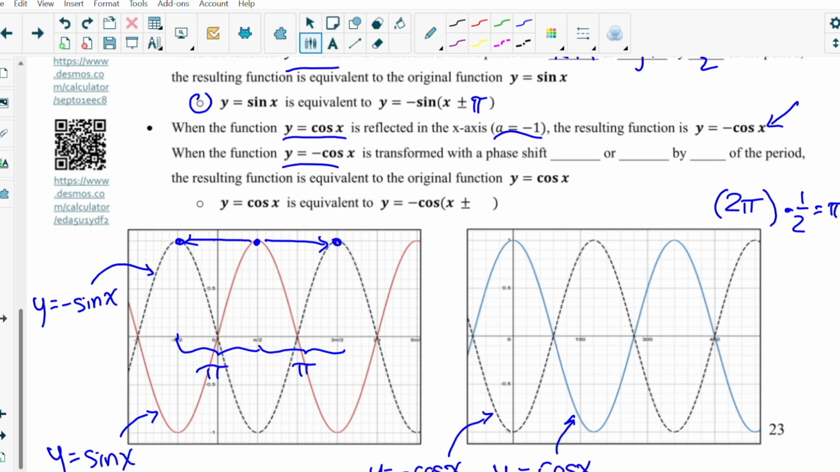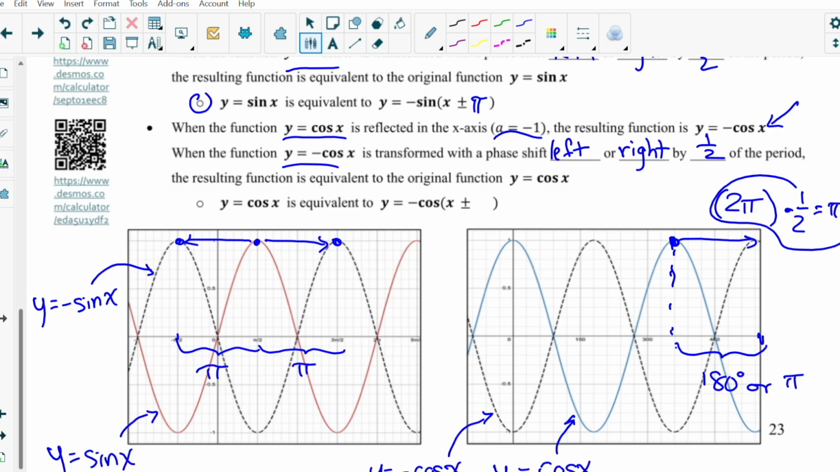When the function y equals cosine of x is transformed with a phase shift, again, we'll see left or right, so you have options, by 1/2 of the period for the same reason. So if I start here on cosine, I can go to the right. Well, what is that? This is 180 degrees, or pi radians. I can go to the left. Well, what is this distance? This is 180 degrees, or pi radians. So exactly half of the period.